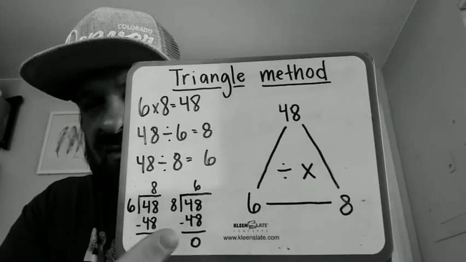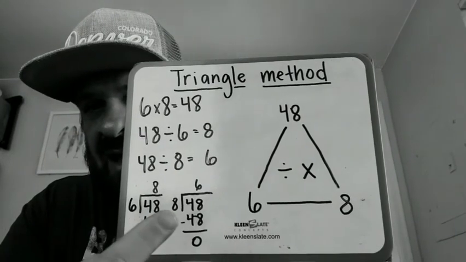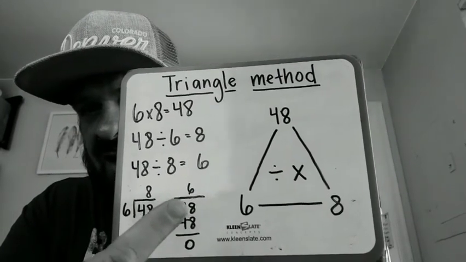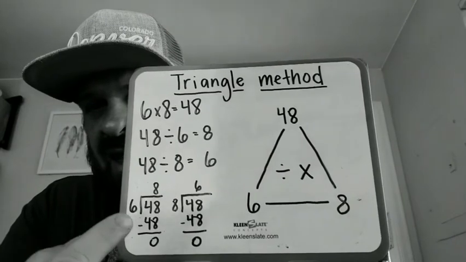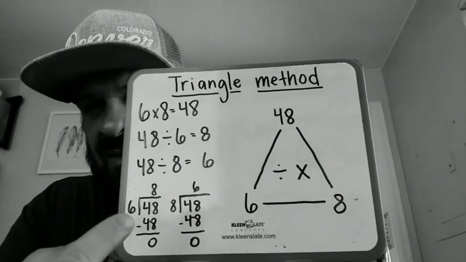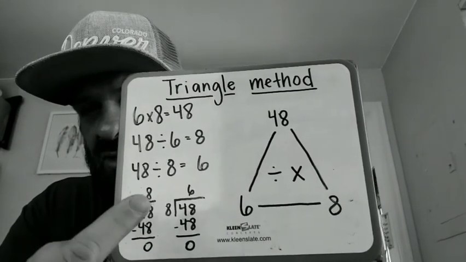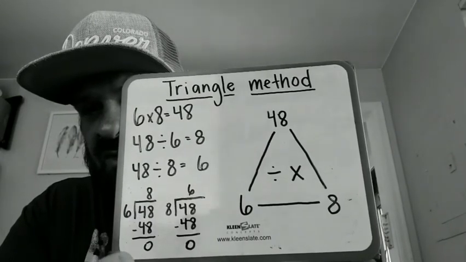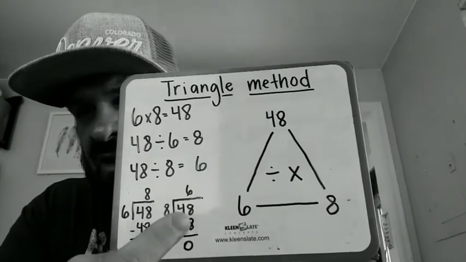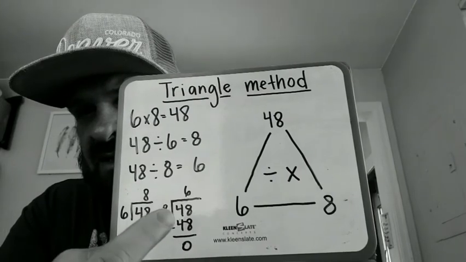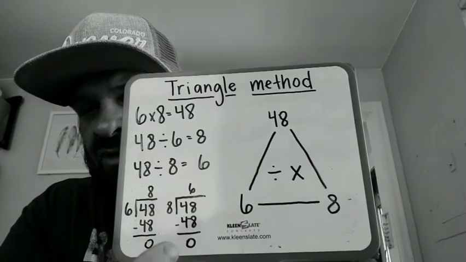You can see here, if we were checking our math, that 48 divided by 8 is 6, and that 48 divided by 6 is 8. So you would multiply 8 times 6 to get your 48 with a remainder of 0. And here you would, again, multiply your 8 by 6 to get your 48 for a remainder of 0.